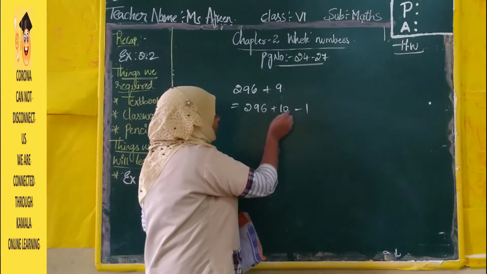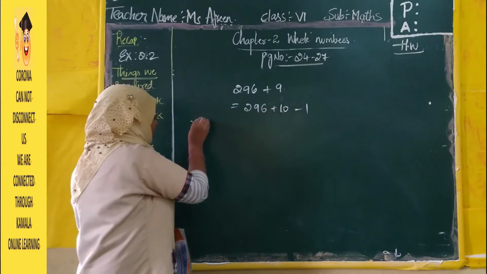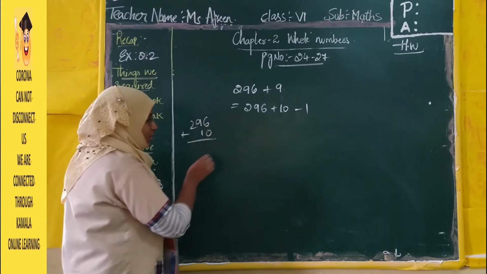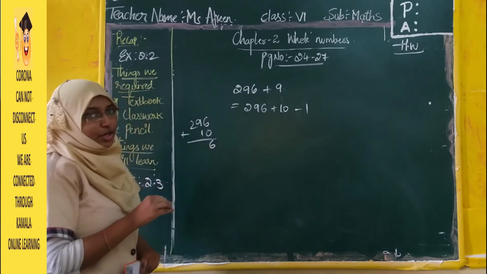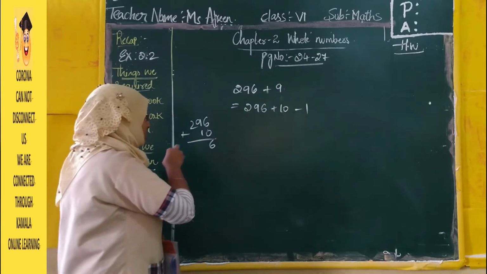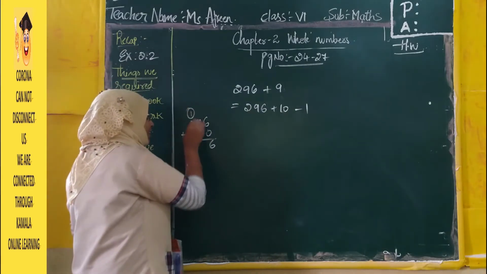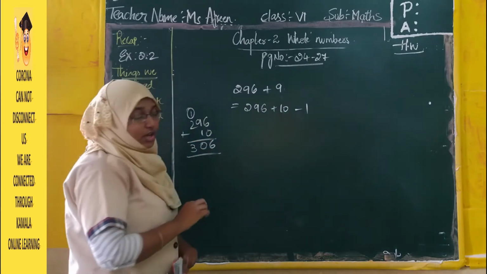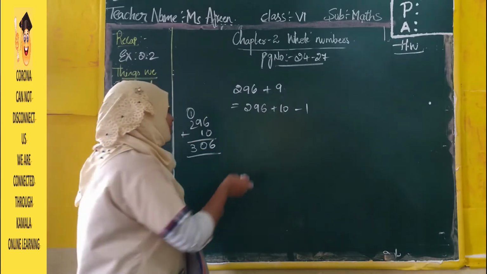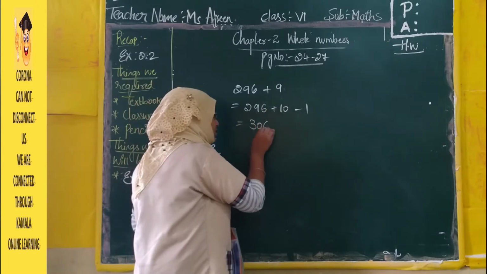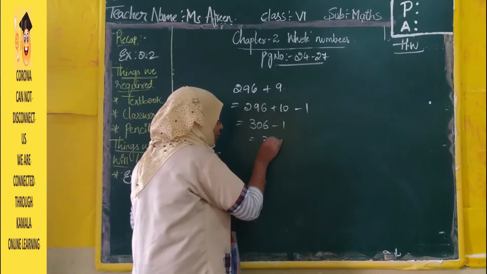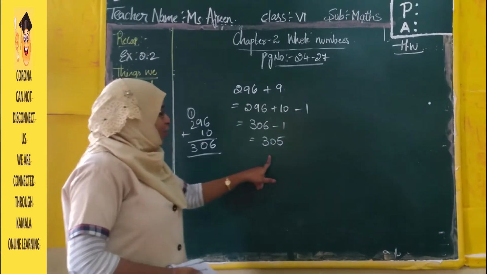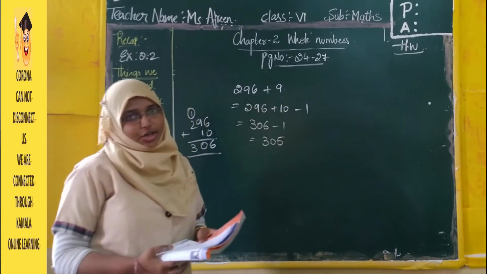Let us see 296 plus 10. I'll show you why it is increasing. See? 6 plus 0 is 6. Whenever you add 0 to any number, your answer will be the same, that is 6. 9 plus 1 is 10, 0 carry 1, 2 plus 1 is 3. See here it's 9, whereas here the answer is 0. So it has been increased by 1, that is 306. Then 306 minus 1 is 305.